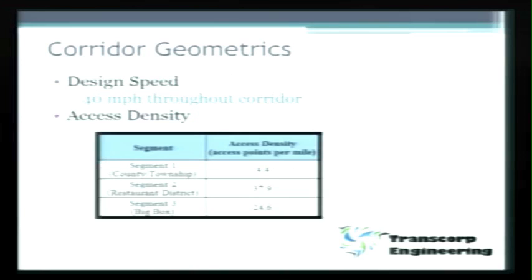Other geometrics that we looked into was the design speed. It was determined through the most recent WisDOT as-built to be 40 miles per hour throughout the entire project corridor that we studied. We also looked into access density, which is the amount of access points within each segment along the roadway. The highest segment was segment 2 at approximately 38 access points per mile.